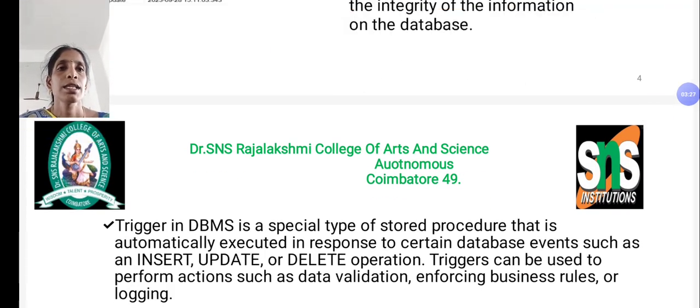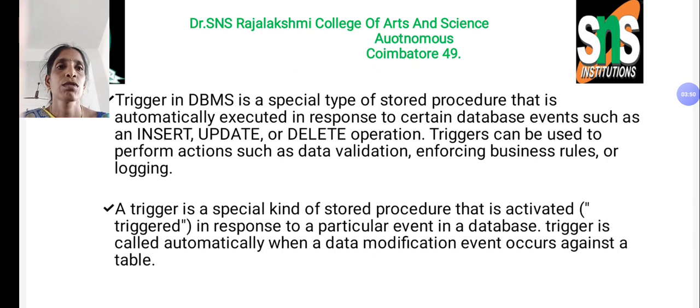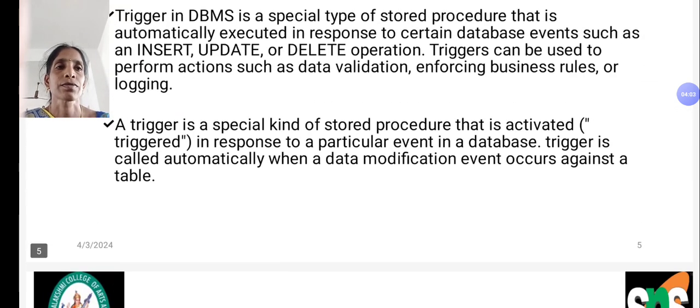A trigger in DBMS is a special type of stored procedure that is automatically executed in response to certain database events such as insert, update or delete operations. Triggers can be used to perform actions such as data validation, enforcing business rules or logging. A trigger is activated automatically when a data modification event occurs against a table.